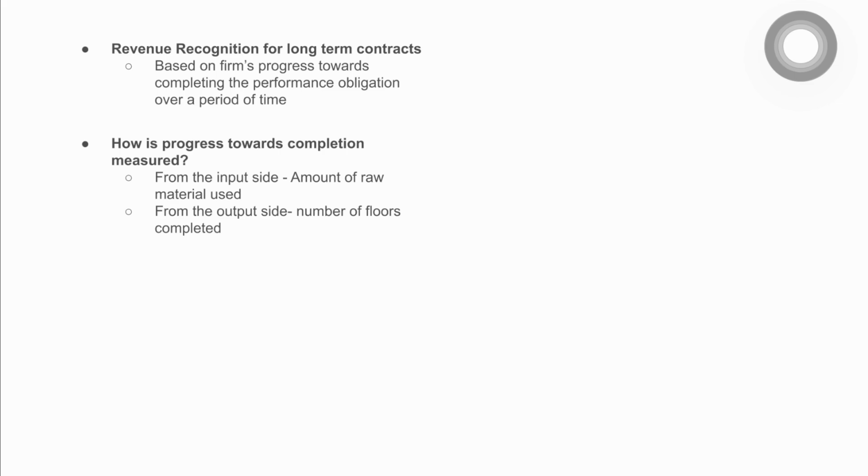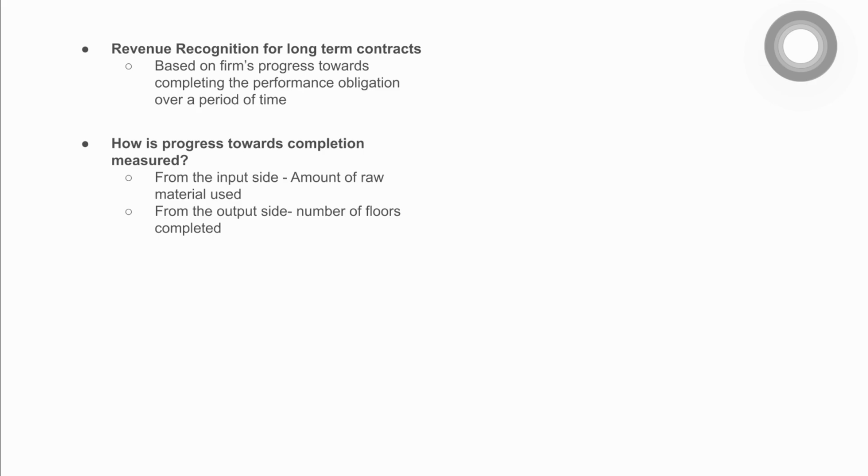Next, we are going to talk about revenue recognition for long-term contracts. Revenue recognition for long-term contracts is based on the firm's progress towards completing the performance obligation. Let's take an example, the building example that we took. So how do you measure the progress towards completing the performance obligation? In the building example, we can measure it from the input side and from the output side.